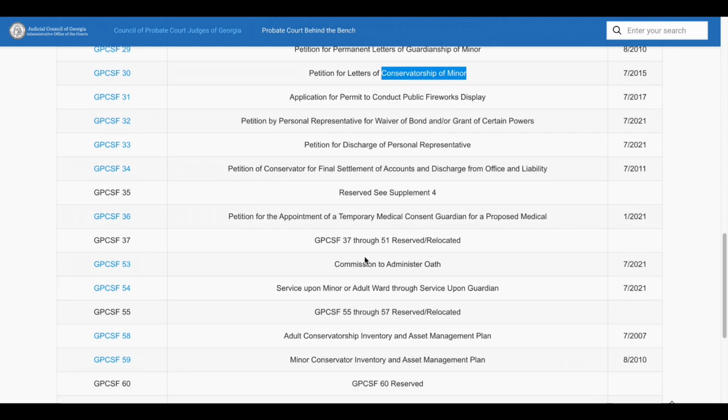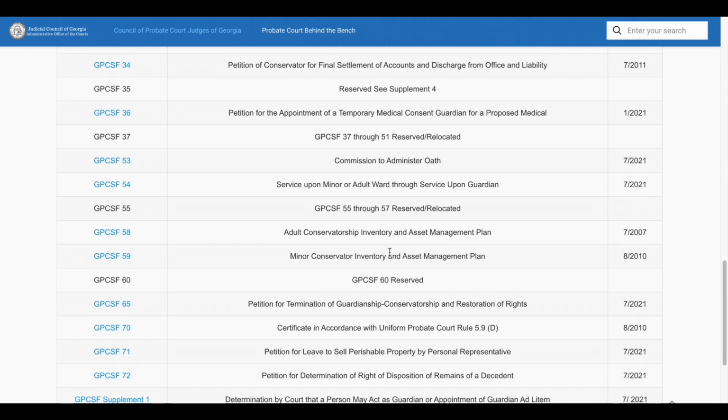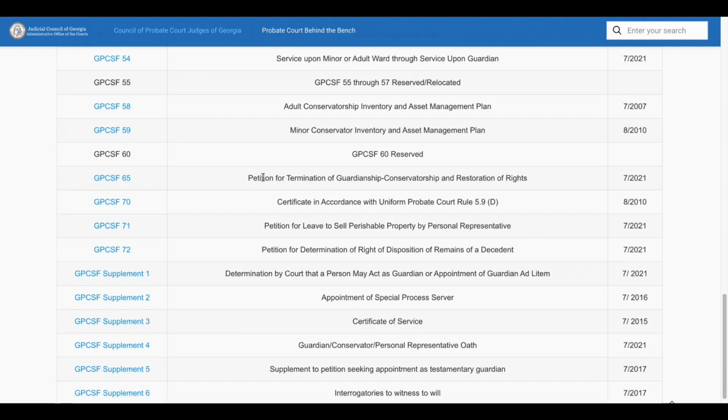Okay, and they first have to get letters of administration to even do any of the stuff that they're doing. You have to first receive letters of administration. This right here, it's a petition for termination of guardianship, conservatorship and restoration of rights. I read this already, so I'm not going to click on it. This is where it's talking about you got somebody that's mentally slow or whatever, and they need somebody, an overseer, to oversee their money to make sure they don't get taken advantage of.